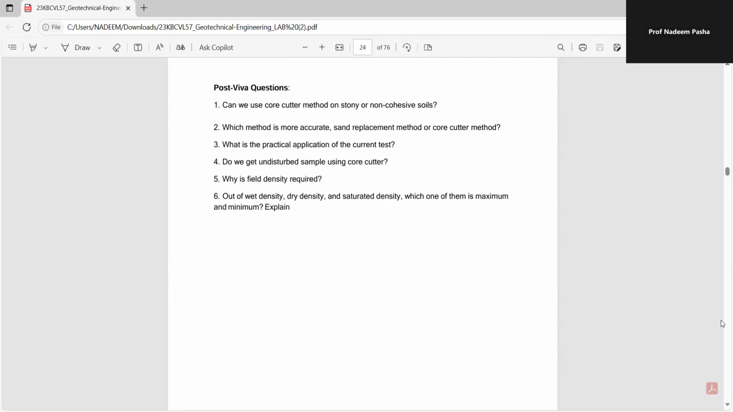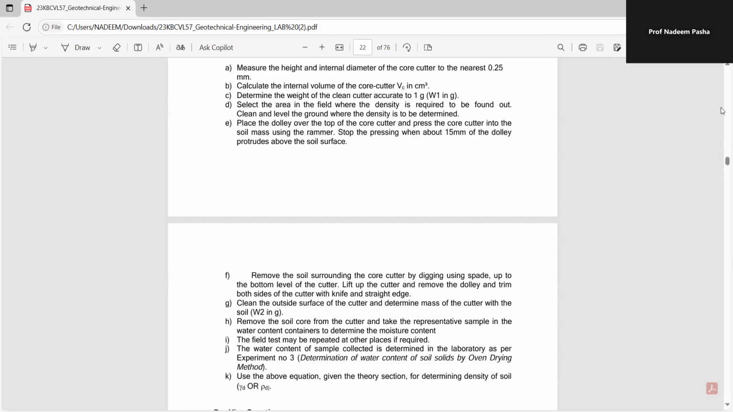What do we get in construction in core cutter? No, only undisturbed samples we get to see in core cutter. Why is field density required? Field density is required to calculate, what we can say, just I will go back. Field density, why is it needed?